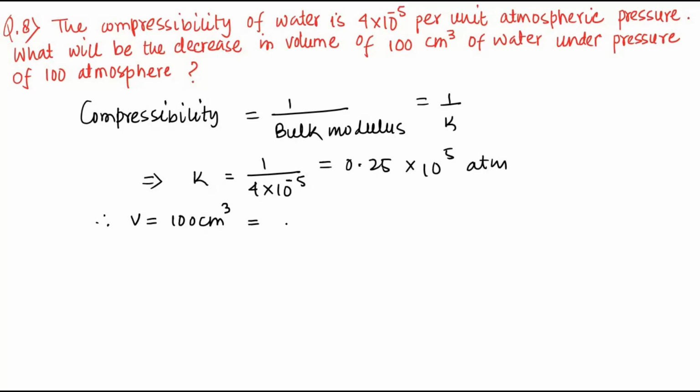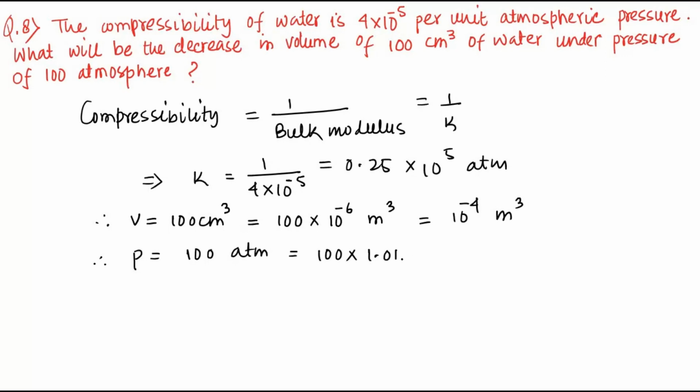So 1 centimeter is equal to 10 to the power minus 2 meter. So 100 centimeter cube would be 10 to the power minus 4 meter cube. Then another data which is given, that is P, pressure is equal to 100 atm, which is equal to 100 into 1.013 into 10 to the power 5 Newton per meter square, which is equal to 1.013 into 10 to the power 7 Newton per meter square.